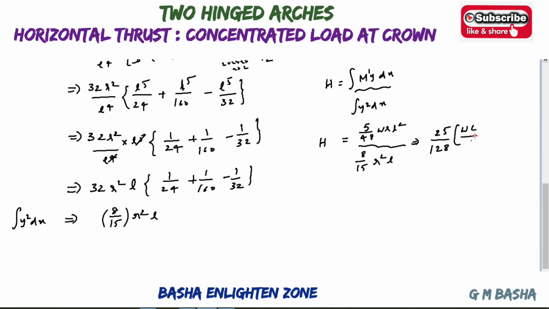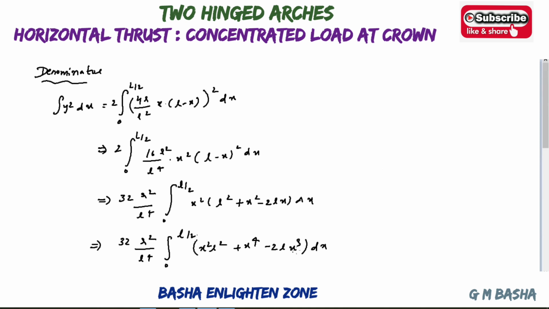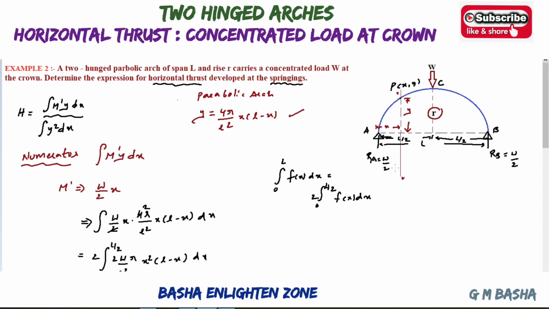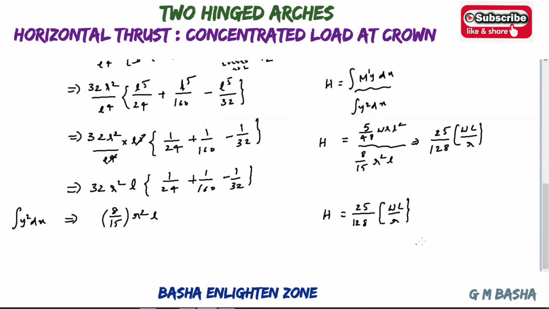If you simplify it will be around 25 by 128 WL by R. So maybe you will get in terms of decimal fractions also. 25 by 128 will be equal to how much? The times of WL by R. So finally your horizontal thrust will be equal to 25 by 128 WL by R. So you can take down in terms of fractions, or else if you want, you can take down in terms of decimals also. Okay. So this is the horizontal thrust for the point load exactly acting at the center. That is 25 by 128 WL by R.